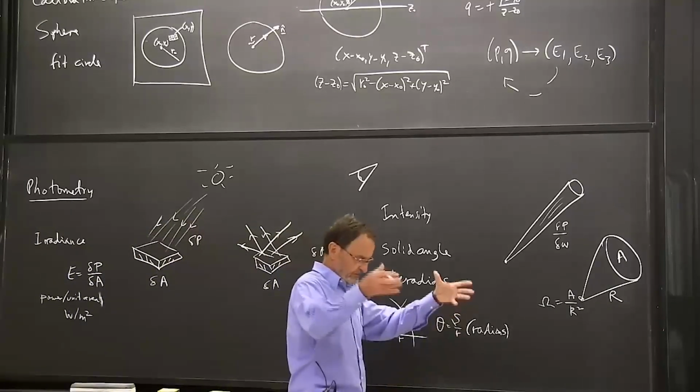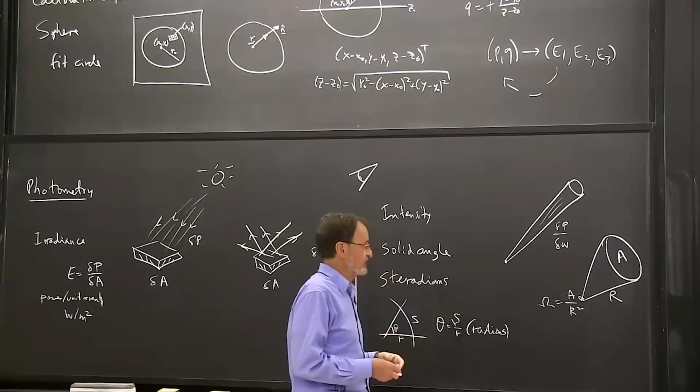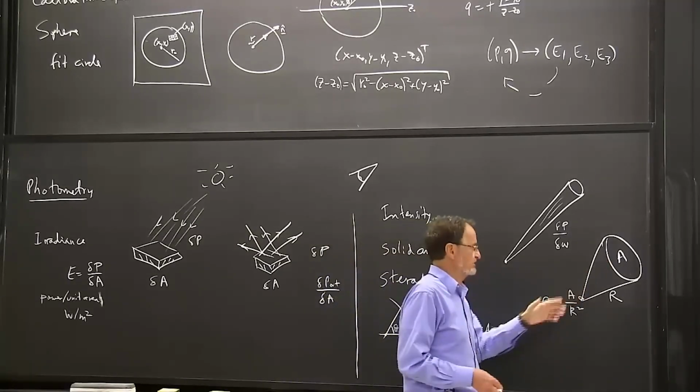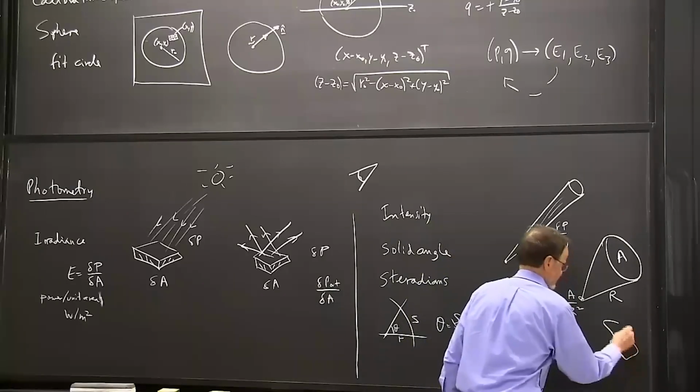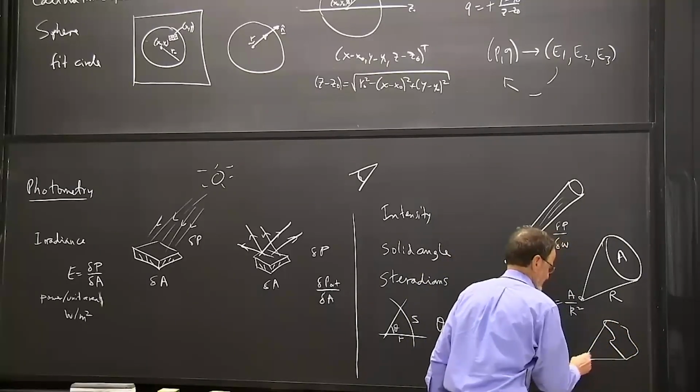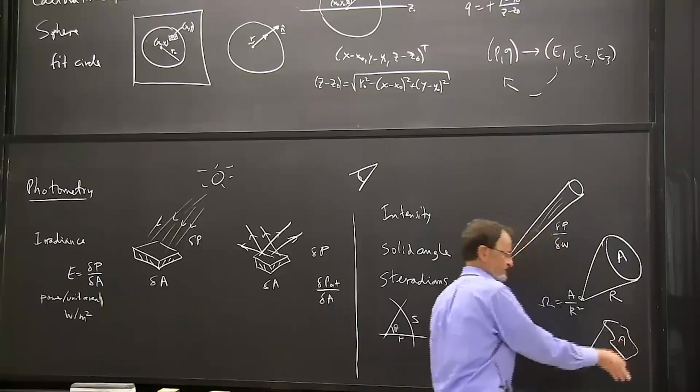So this allows us to talk about a set of directions. It doesn't have to be a right circular cone. It could be any shape. All that matters is what this area is on the sphere.